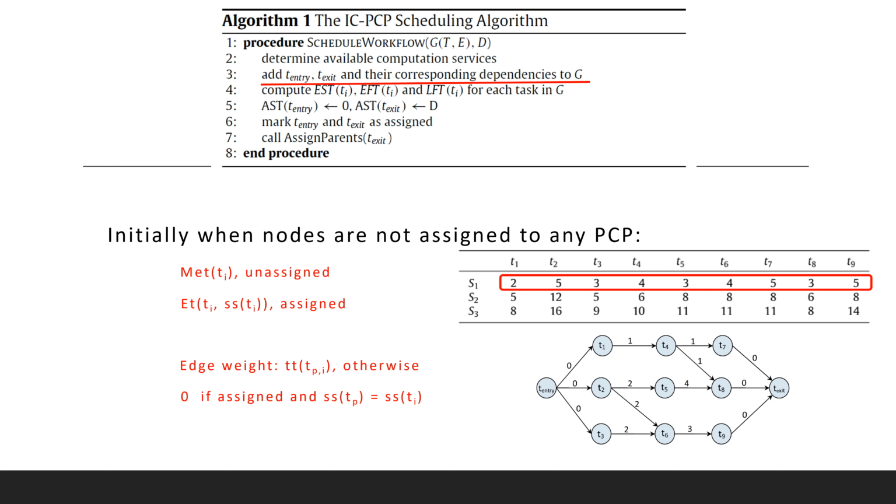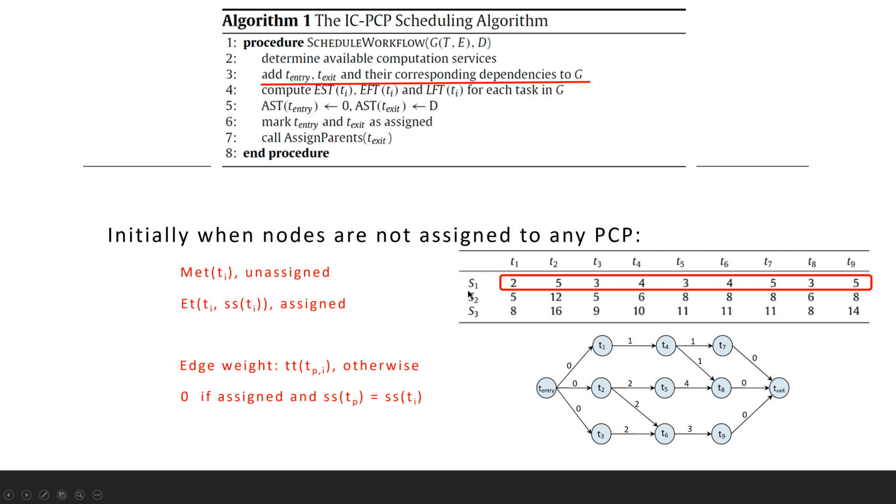So let's go into the algorithms. Firstly, you can see the input of this algorithm is a graph of the workflow, which has tasks and edges, and also we have the deadline constraint D. Firstly, we will determine the available computation services. You can see from this example, we have three types of virtual machine that can be leased from the vendor to execute the workflow, which are S1, S2, and S3.